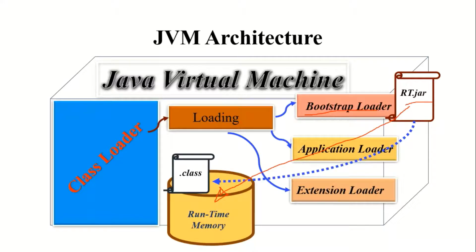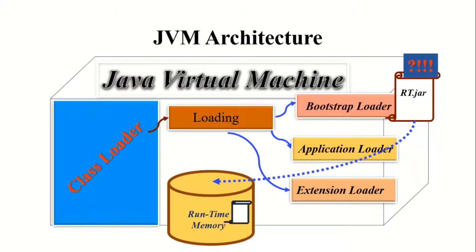Now, what do you mean by rt.jar? It is very important, and it is also known as the runtime jar. For example, when you write the code System.out.println, do you care about where this System class is coming from? The System class is coming from the java.lang package.